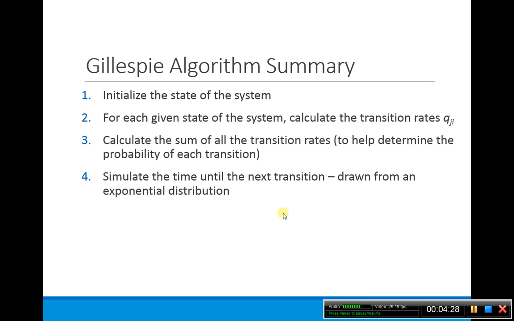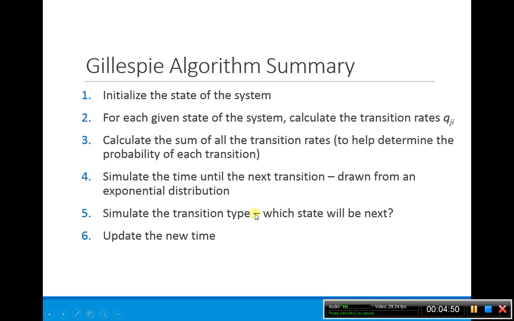So we're going to stay in a certain state for a certain period of time, and then we're going to transition to another state. So what we have to know when we're doing these simulations is, one, how long are we going to stay there, and two, where are we going to go? So the next thing is to simulate which state is coming next. What is the transition type? And then we want to update the time.